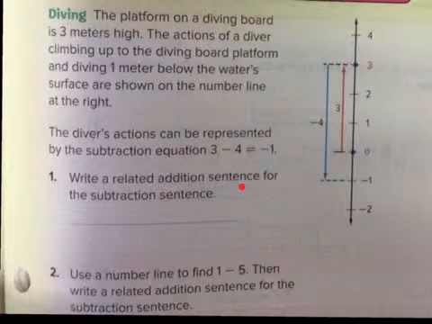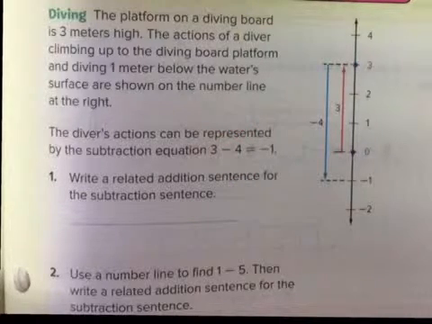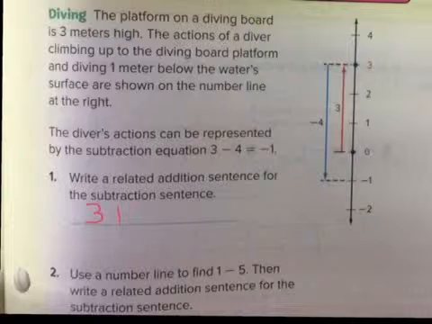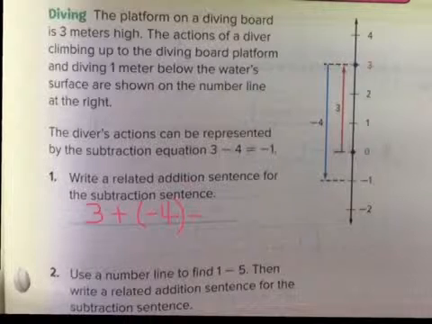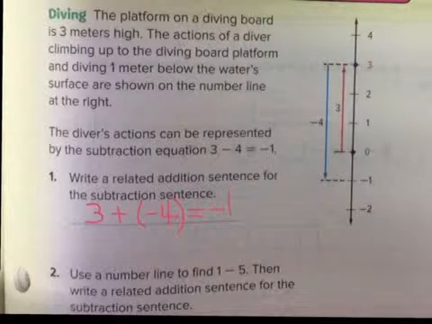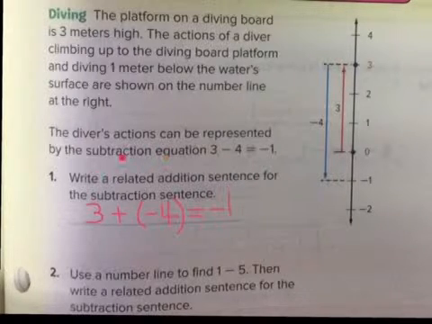Write a related addition sentence for the subtraction sentence. Now we have to write an addition sentence, and we did this on the previous lesson. Let's see if this makes sense to you. So we have 3, we went up 3, and then we took away 4, and that's going to equal negative 1. If you don't have this copied down yet, make sure you do. And this is a key answer.